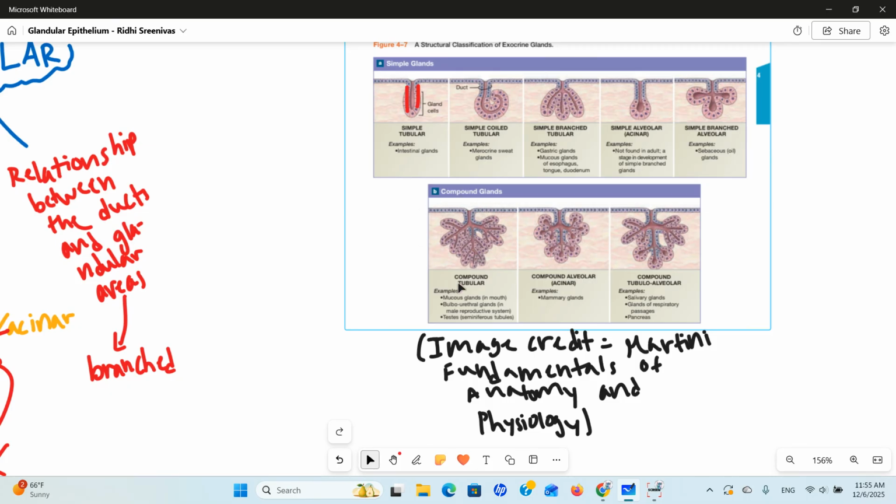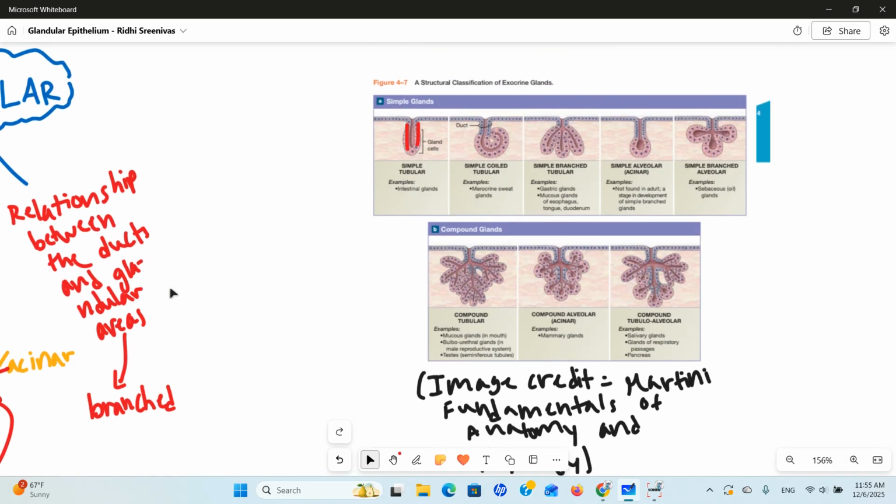So this is compound tubular, tube shapes, then alveolar, and then the tubulo-alveolar ones have some of those straight tubes, but some of those like balloon-shaped air sacs as well. So hopefully that gives you a bit of a visual, and some of them have some written examples right here, so you can just take a look at that as well. Know which glands are certain types, like eccrine sweat glands are simple coiled tubular. So, yep, just says a bit about the different examples.